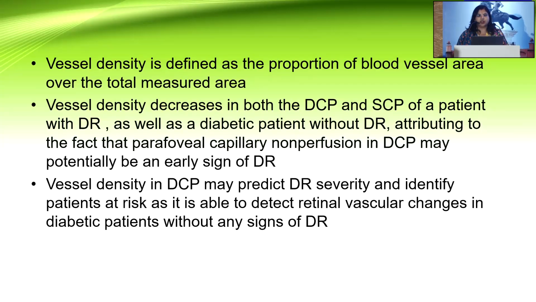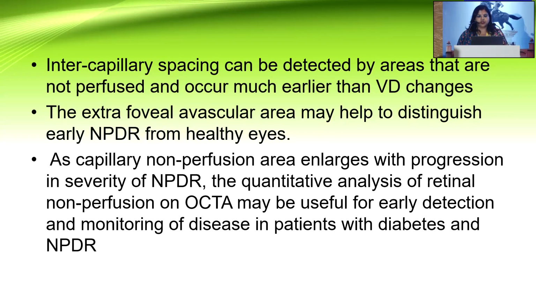We can detect NPDR even when there are no clinical signs. Intercapillary spacing can be detected by areas that are not perfused, and they occur much earlier than the VD changes. And the extrafoveal avascular area may help to distinguish early NPDR from the healthy eyes. As capillary non-perfusion area enlarges with progression in severity of NPDR, the quantitative analysis of retinal non-perfusion on OCTA may be useful for early detection and monitoring of disease in patients with diabetes and NPDR.